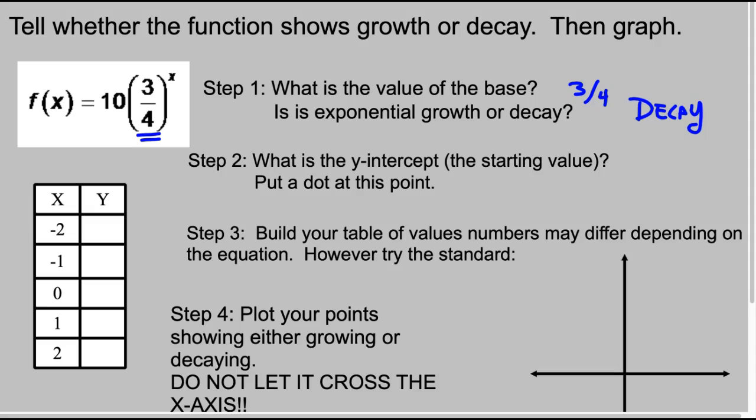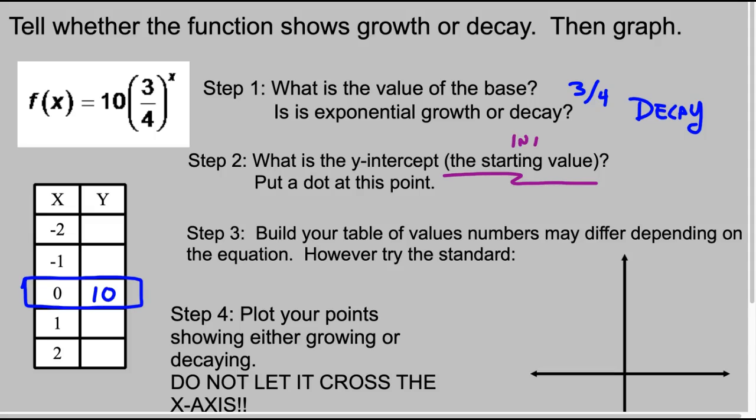What's the y-intercept? The starting value. Well, if I put a 0 in for x, because that's where the y-intercept is, then I'm going to get what for y? Put 0 in for x, I get 3/4 to the 0 power, which is 1, and 10 times 1 is 10. So that's usually a key value, or we call that the starting value sometimes, or the initial amount.